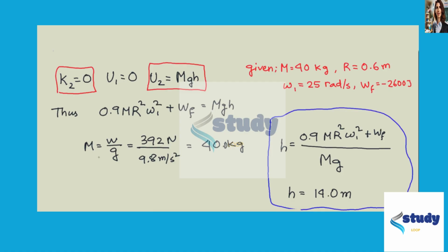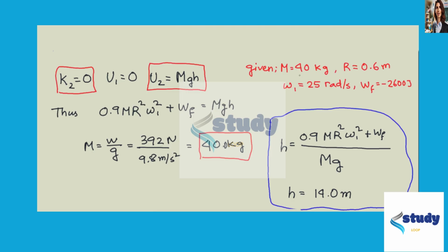We are given the weight of the wheel, so we figured out the mass by dividing the weight by gravity, which gave us 40 kilograms. If we solve for h from there, we'll have this expression. We just divided by mg, and that's what we got as h.